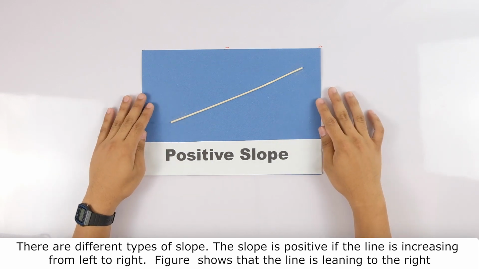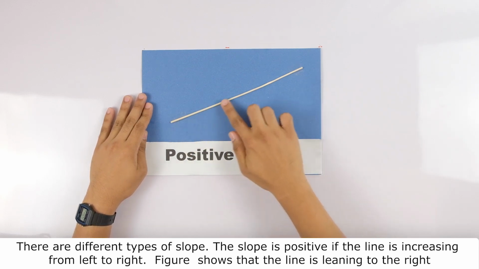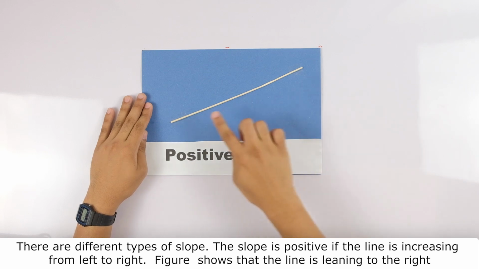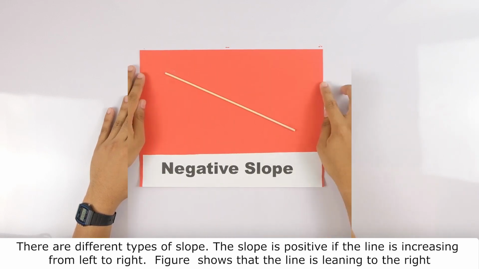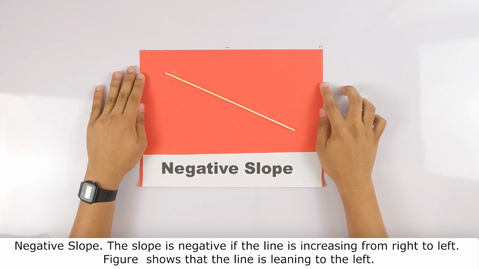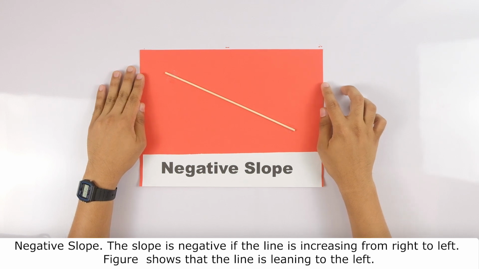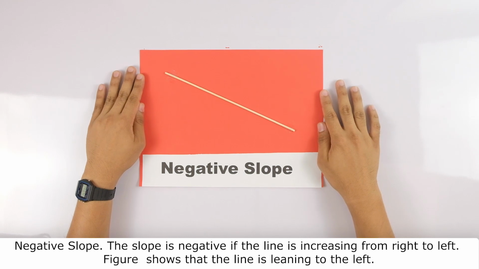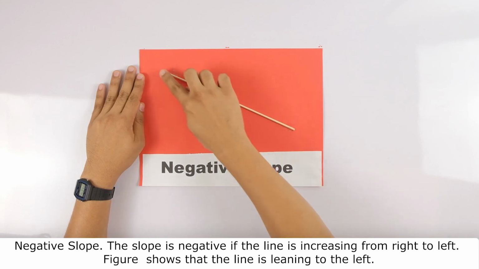First is the positive slope. The slope is positive if the line is increasing from left to right. In this figure, figure 2, the line is leaning to the right. Second, negative slope. The slope is negative if the line is decreasing from left to right. In this figure, figure 3, the line is leaning to the left.